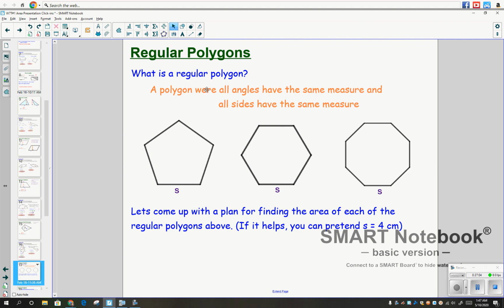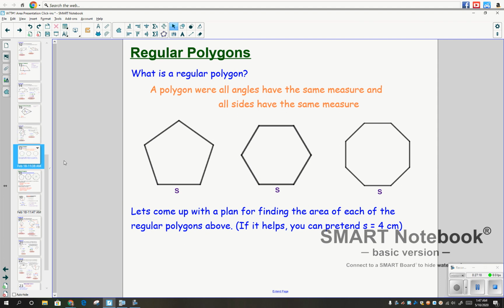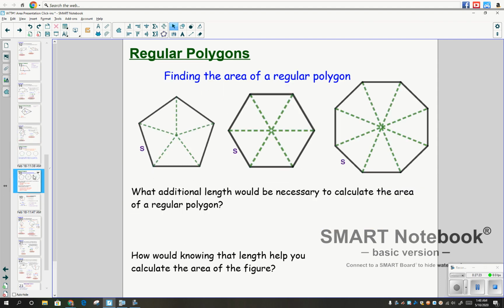Let's come up with a plan to find the area of each of these regular polygons. Let's think about this for a minute. How am I going to do this? What do you think I should do? Did I hear somebody say, let's take these shapes and divide them into triangles? Well, maybe I was hearing things, but that's what we want to do. Notice I've taken the pentagon, the hexagon, and the octagon and divided them into equal triangles. Notice all those triangles are equal.